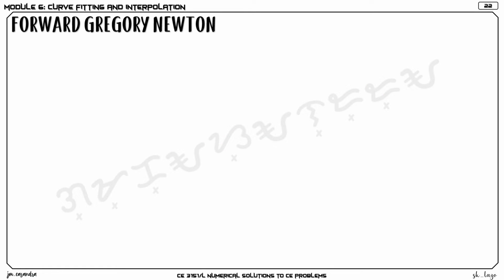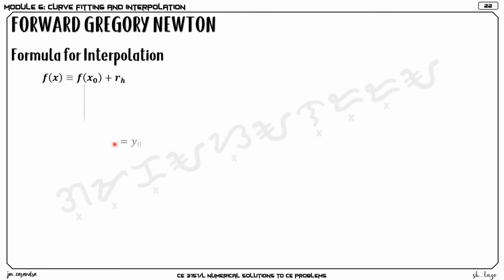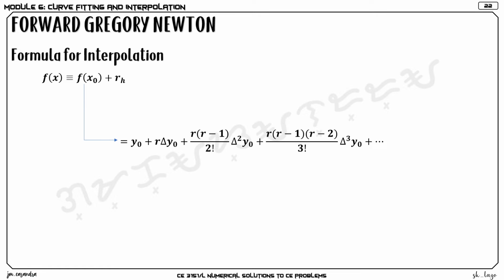The formula for interpolation for forward Gregory-Newton would be defined as f of x is identical to the function of x sub o plus r sub h, wherein the equation f of x sub o plus rh is equal to y sub o plus r times delta y sub o plus r times r minus 1 all over 2 factorial times the second difference of y sub o plus r times r minus 1 times r minus 2 all over 3 factorial times the third difference of y sub o.